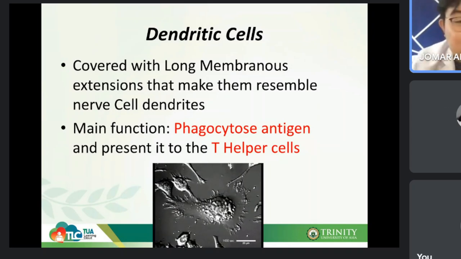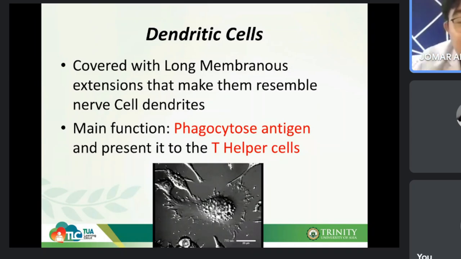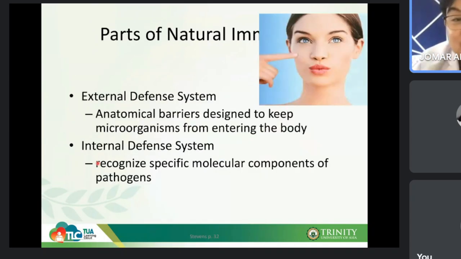Okay, general lang. And I want to go back dun sa isa nating particular statement that we mentioned, that our internal defense system, they are capable of recognizing specific molecular components of a particular pathogen. What do you mean by that? They are able to identify a molecule present only on your pathogen na wala sa katawan mo para hindi niya ina-attack yung sarili mo. So, they are able to differentiate which one to kill and which one to keep. Okay? Which one to kill and which one to keep.